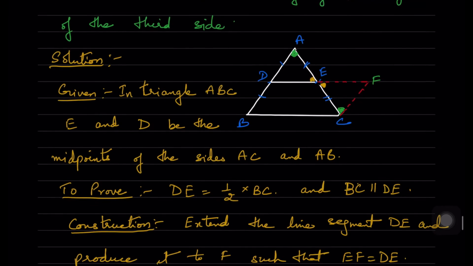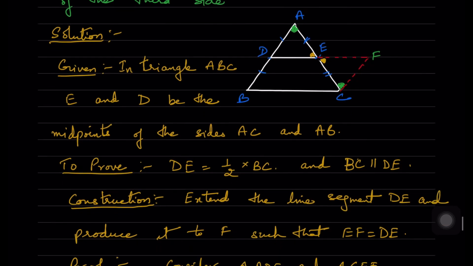So in order to do this, we do some construction over here. Extend the line DE and produce it to F such that EF is equal to DE. That means E is the midpoint of DF.